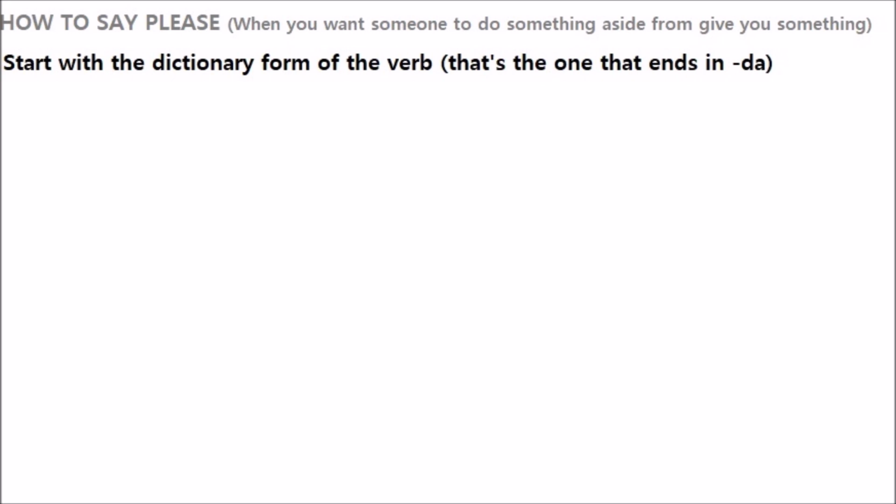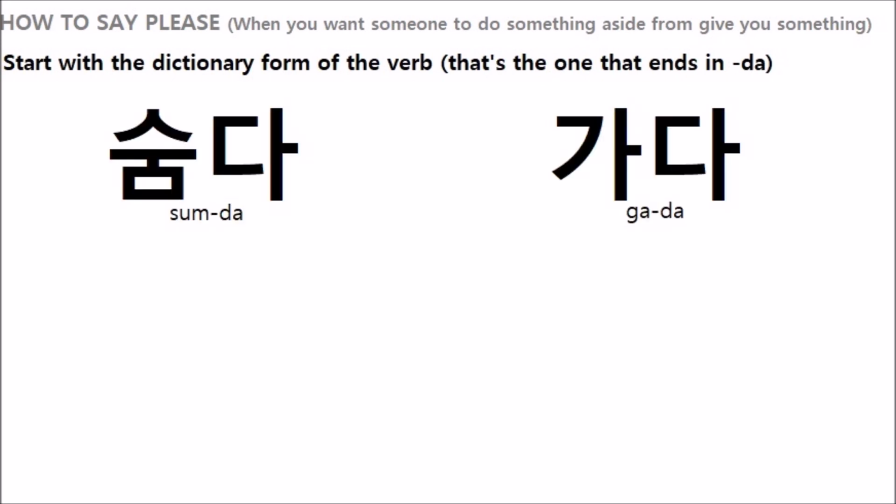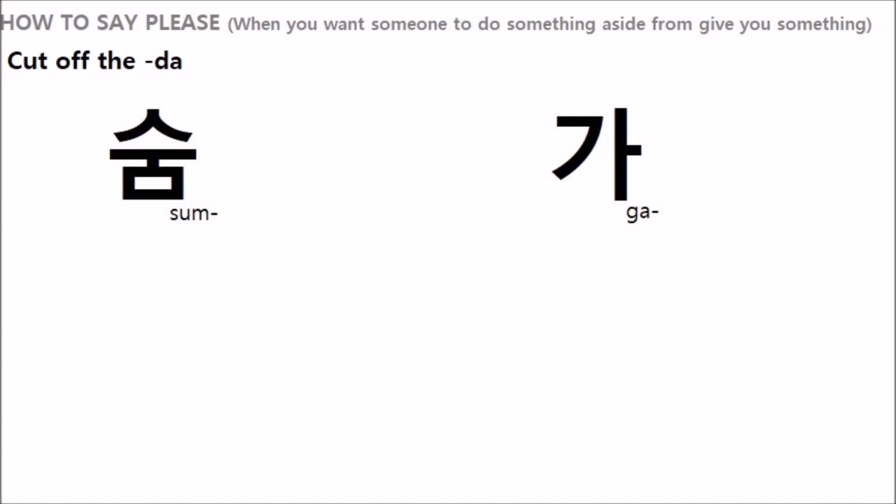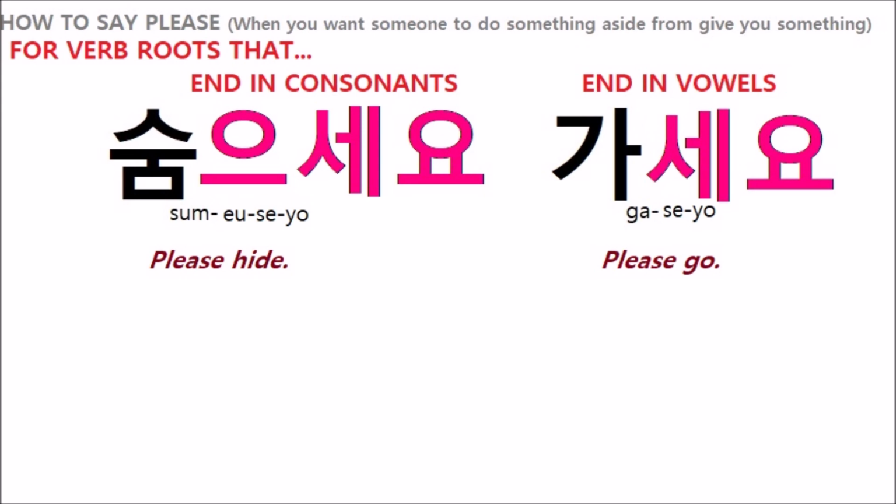Get the dictionary form of the verb. Here are two examples. Remember, the dictionary form is the one that ends in da, and you cut off that da to get the root verb. Then you add euseyo if your verb root ends in a consonant, or just seyo if your verb root ends in a vowel. Our example sumda becomes sumeuseyo, please hide. And our example gada becomes gaseyo, please go.